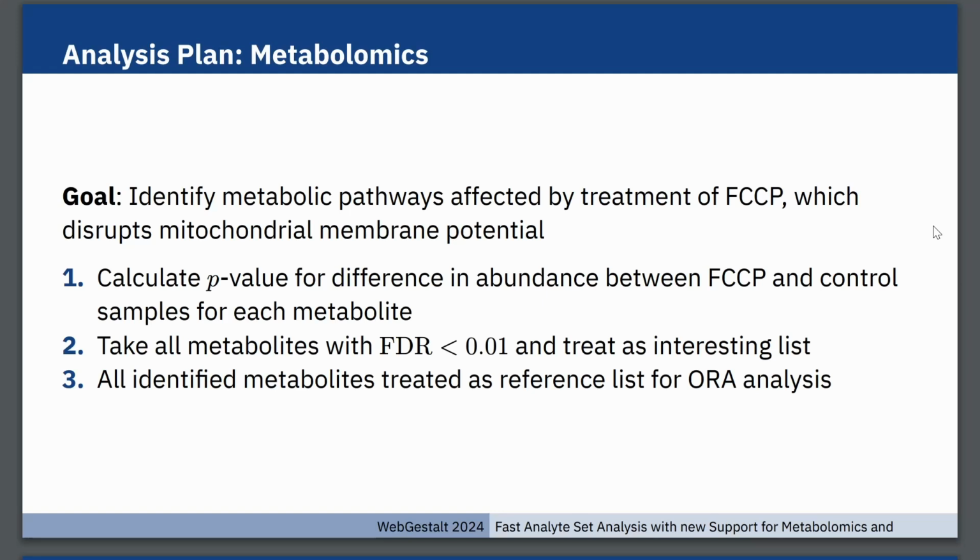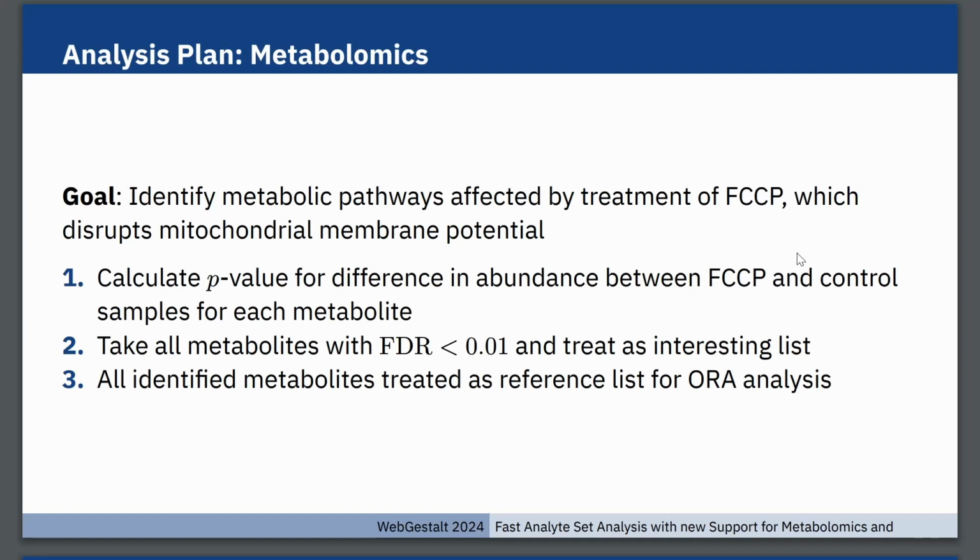Typically, we would run overrepresentation analysis for this example by calculating a p-value for the difference in abundance between the two conditions, control and treated samples. Then I took all the metabolites where the FDR is less than 0.01. So these are the significantly different metabolites. That's our interesting list.